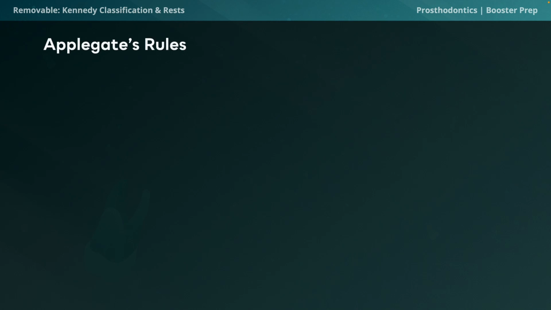Alright, so Kennedy came up with the classification, but then came another guy, Applegate, and he introduced a bunch of rules to make it easier for us to use the Kennedy classification. Funny enough, these guys never worked together directly, but they both had the same first name, Edward.